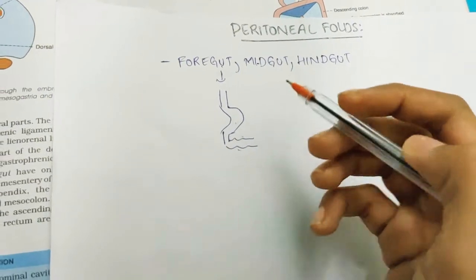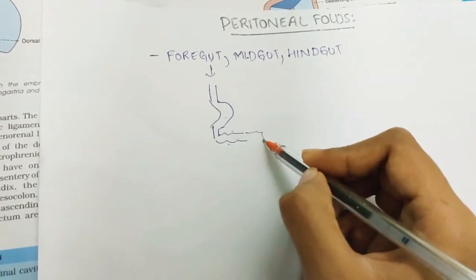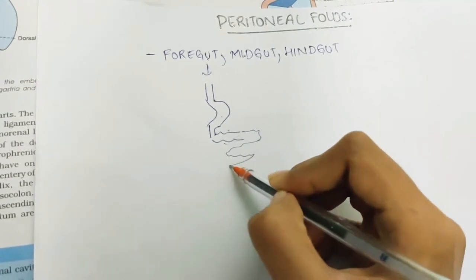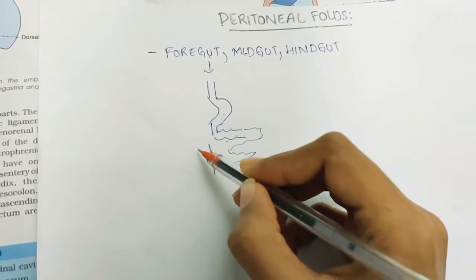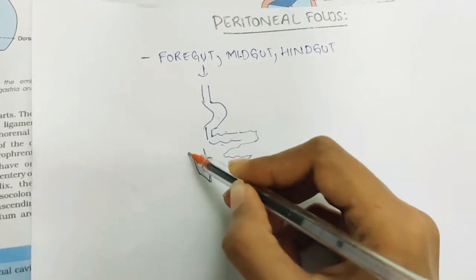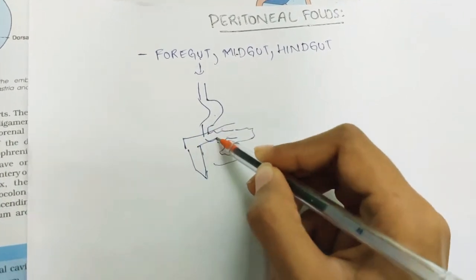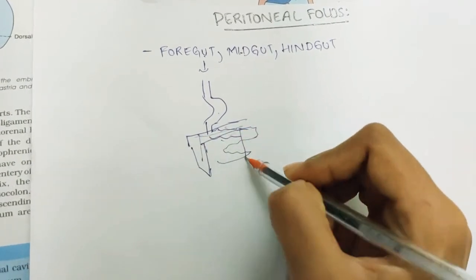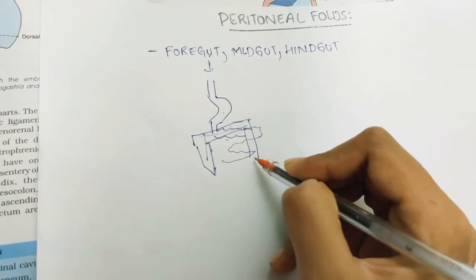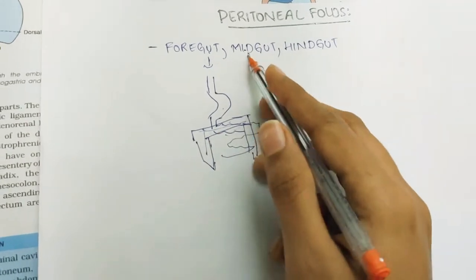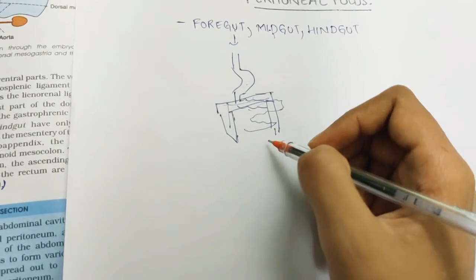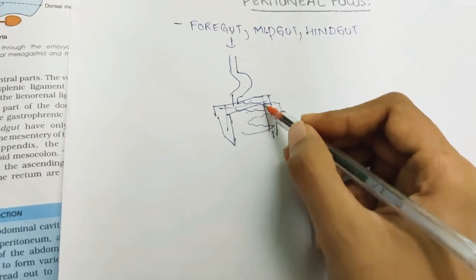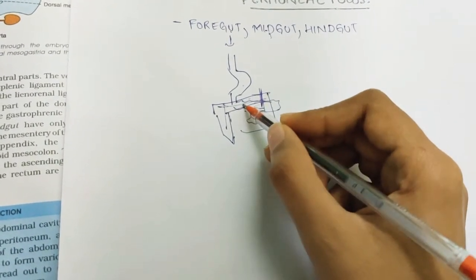And from here the midgut forms the rest of the duodenum, the jejunum, ileum, and next the cecum and appendix. From there it forms the ascending colon and part of the transverse colon. This is all part of the midgut, up to the right 2/3 of the transverse colon.